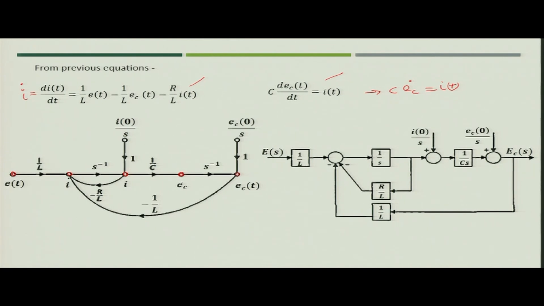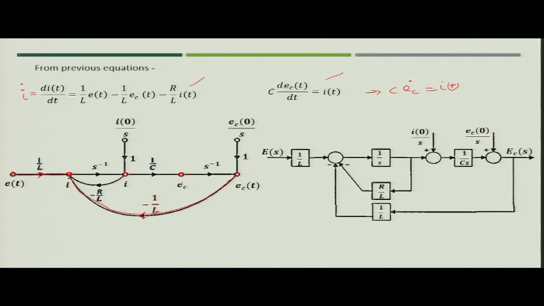Now, from this equation you can see that I dot is equal to 1/L E(t) minus 1/L Ec(t) minus R/L I(t). So, now we will connect the nodes and use the gain formula here. I dot is nothing but 1/L E(t). So, we use the gain of 1/L to connect E(t) to I dot. Then we have Ec with gain minus 1/L, so we connect Ec(t) with the gain equal to minus 1/L.